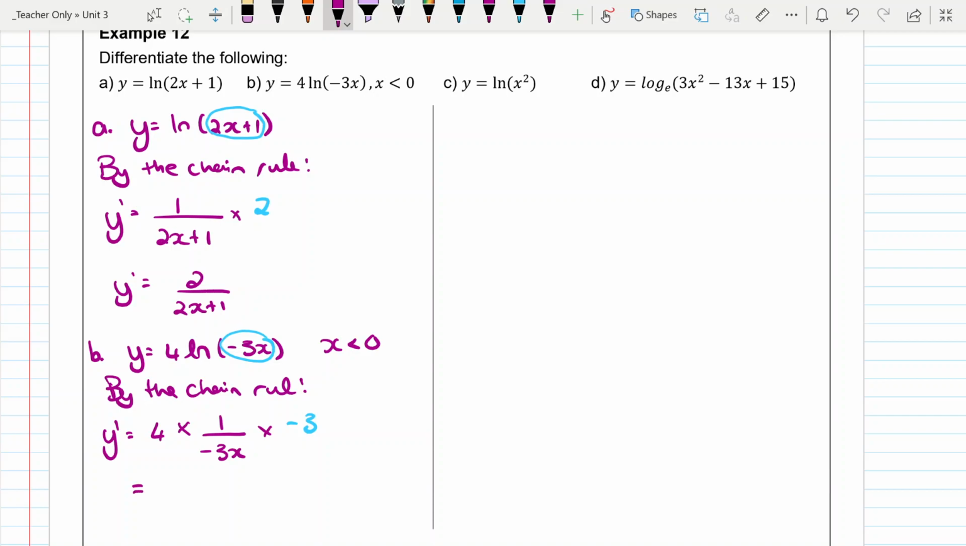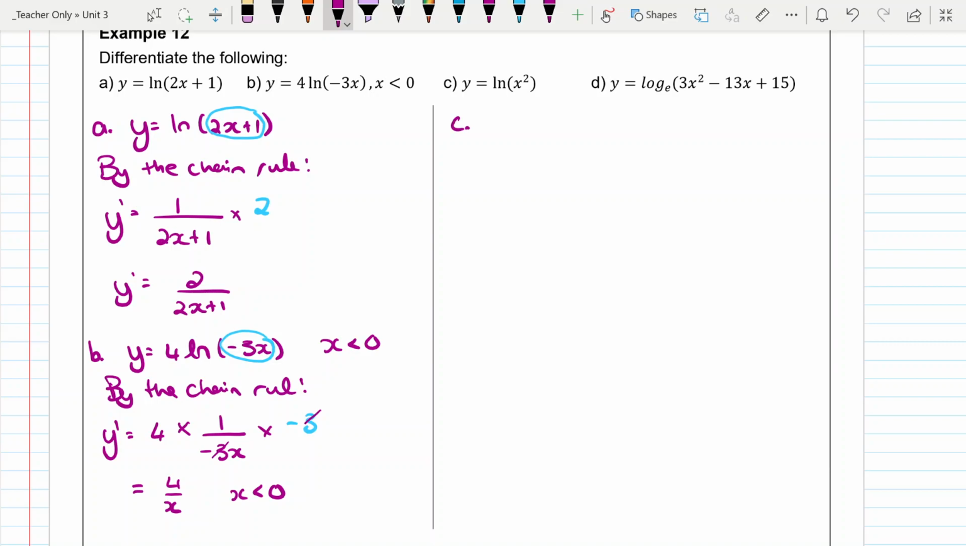And now we just want to simplify things a little bit, and our negative 3's can cancel, and we have 4 over x, remembering that x must be less than 0.